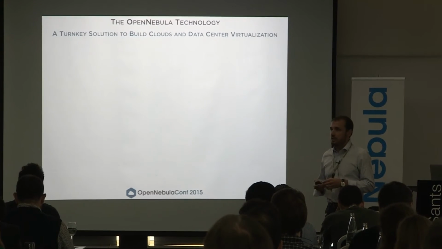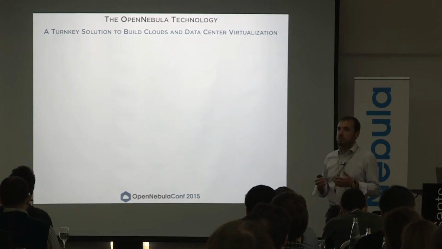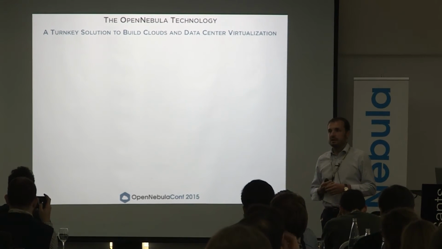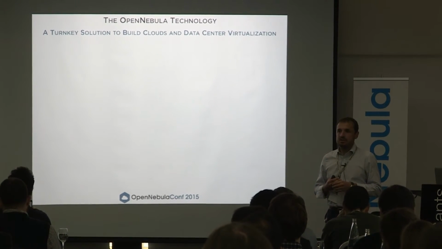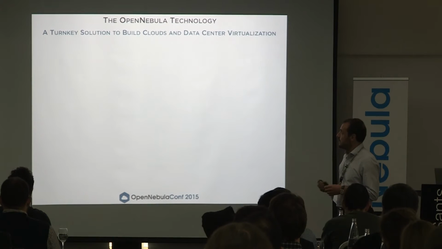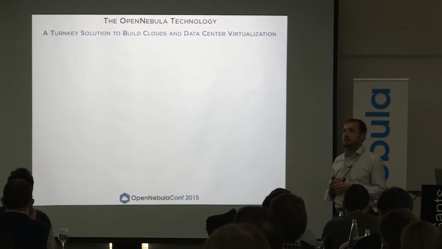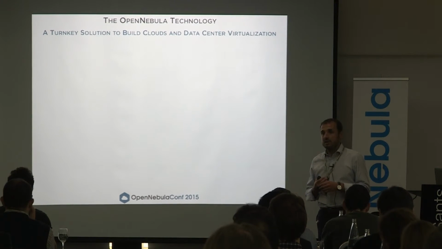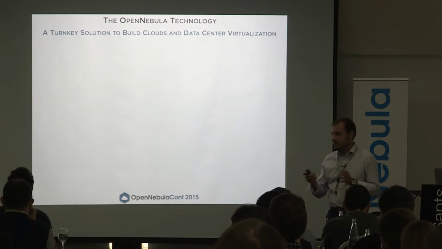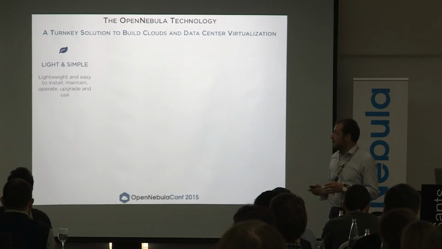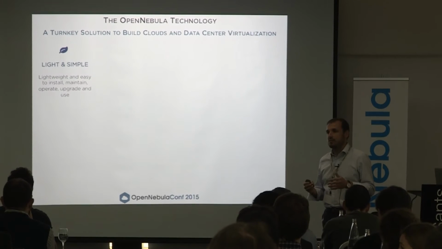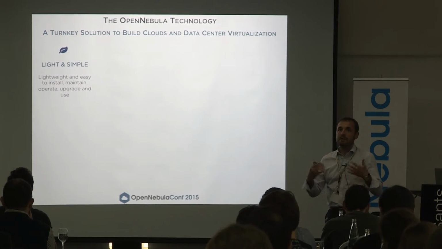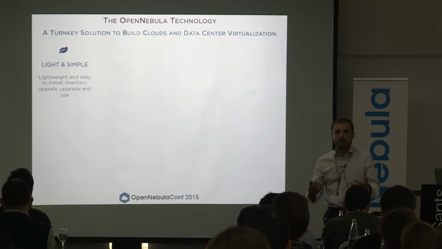A typical question here is how you compare with other technologies for cloud management. You know that OpenNebula is a turnkey solution to build clouds and data center virtualization. Mostly we have 4 differentiators. First, OpenNebula is light and simple, so we try to develop technology that is very easy to install, to maintain, to operate.